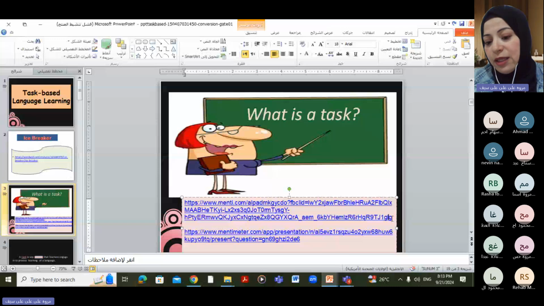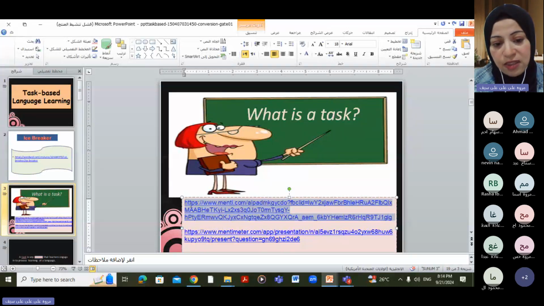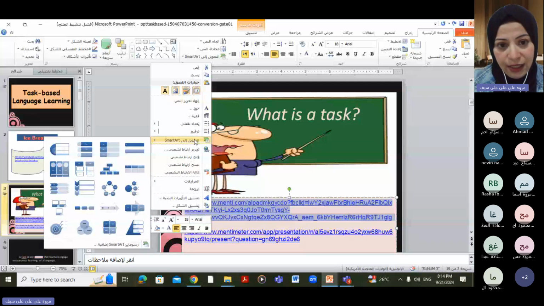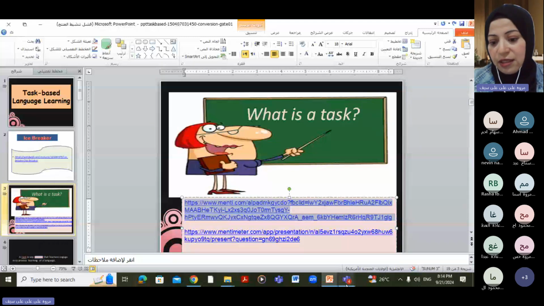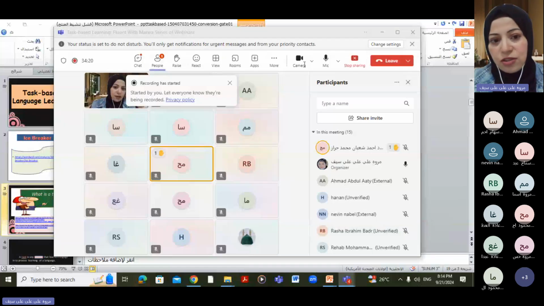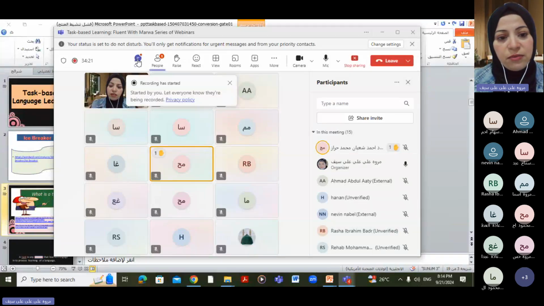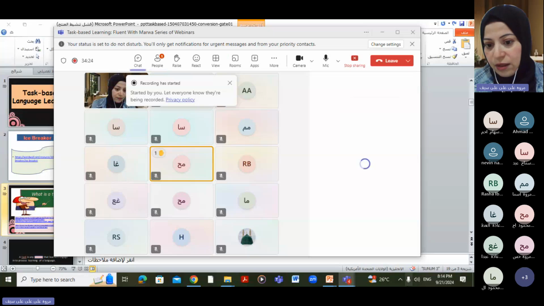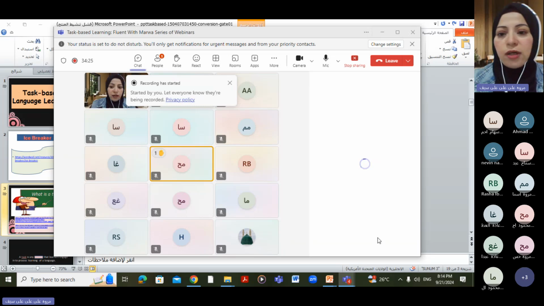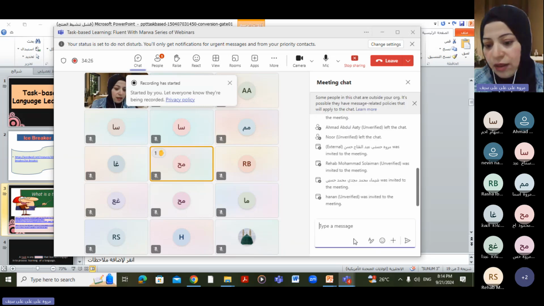I'd like to drop the link in the chat box. It's Mentimeter, if you are familiar with it. When you press the link and visit it, you will find a website with a box, or three boxes. You write a word, two words, three words as you like, that come to your mind when you hear the word task. What is a task in the first place?